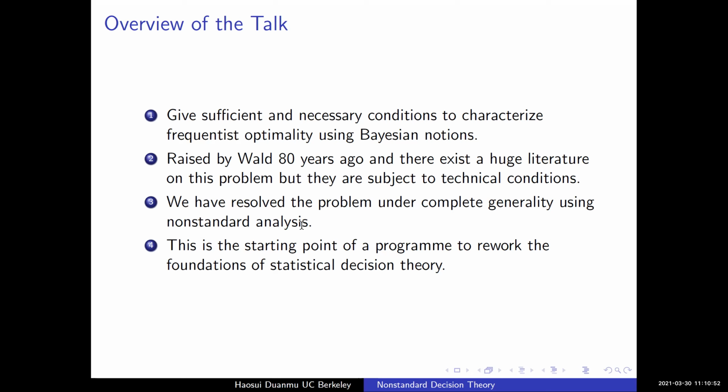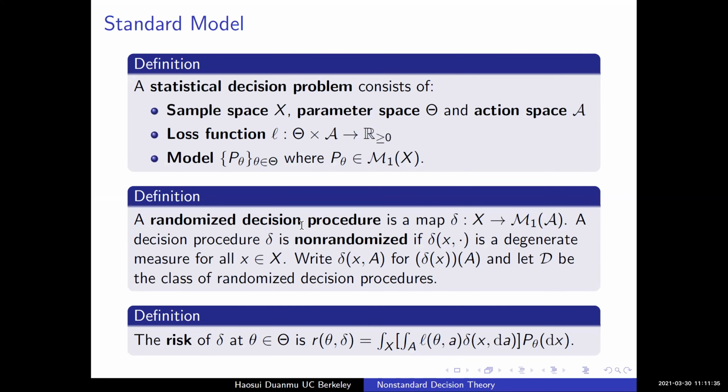One of the oldest and most fundamental problems in decision theory was raised by Abraham Wald about 80 years ago. It is on the connection between frequentist optimality and Bayesian optimality. There exists a huge literature on this problem, but most of the existing literature is subject to technical conditions. In today's talk, I will show that we resolve this problem under complete generality using non-standard analysis. I will also mention that this is the starting point of a program to rework the foundation of statistical decision theory. So, I shall start by giving a brief introduction to standard statistical decision theory.